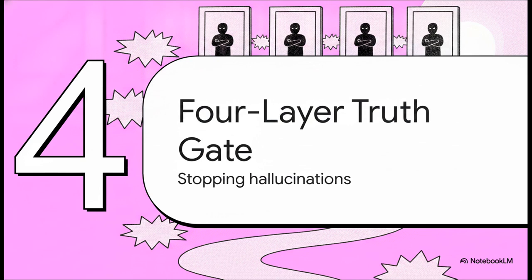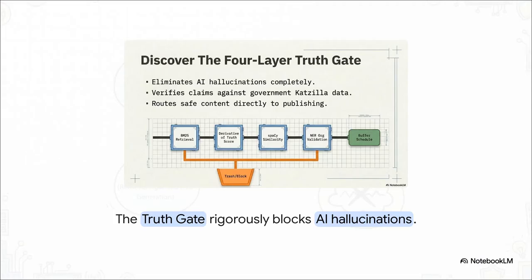Which brings us to Section 4, the four-layer truth gate. This is absolutely crucial. Before any generated post is allowed to reach your schedule queue, it has to survive this four-layer truth gate. Think of it as the strictest bouncer imaginable. If the AI fabricates a stat or makes up a company name, it gets routed straight to the trash. It makes it physically impossible for hallucinated content to get published.